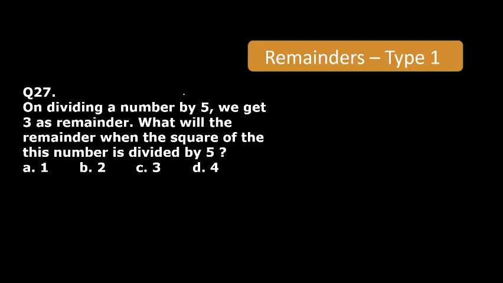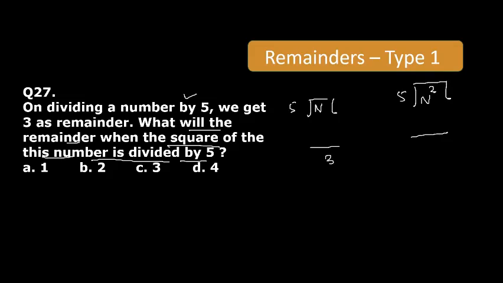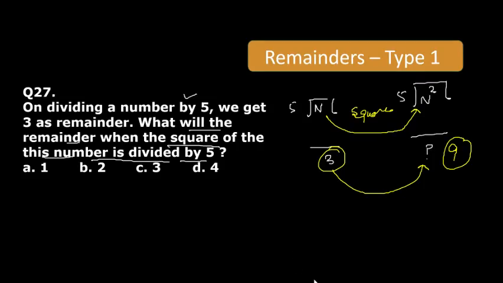So next is, if a number is divided by 5, then you are getting 3 as your remainder. What will be the remainder when the square of the number is divided by 5? Square of the same number is divided by 5. So if you are just changing your number, the dividend, the same thing will happen to the remainder also. So here we were squaring, here also we will do square. So 3 square is 9, but 9 can't be your answer.